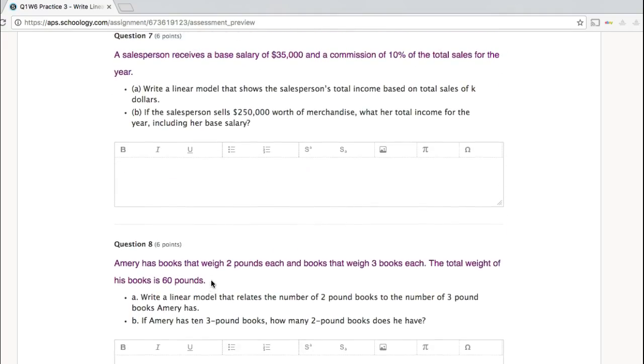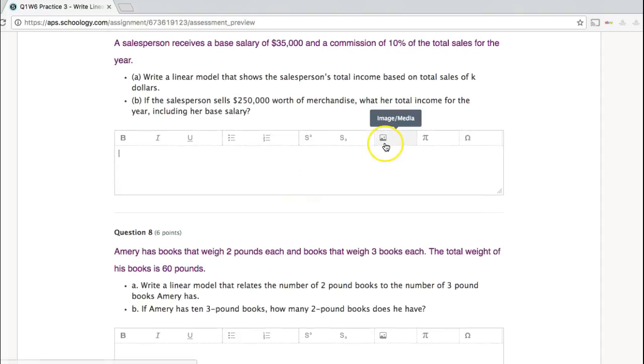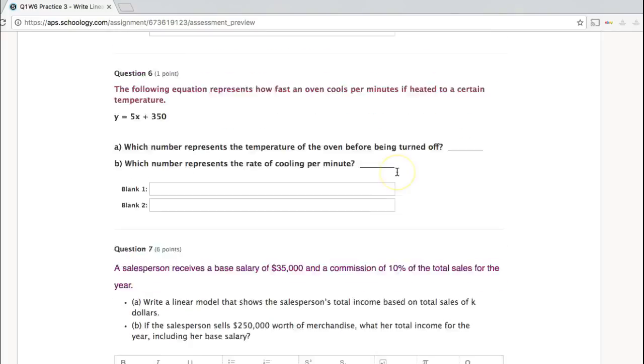And then at the bottom, make sure that we do A and B, and whenever you do something like this with a free response, make sure to show your work. If you want to upload an image of that work, of course, it's this button here.